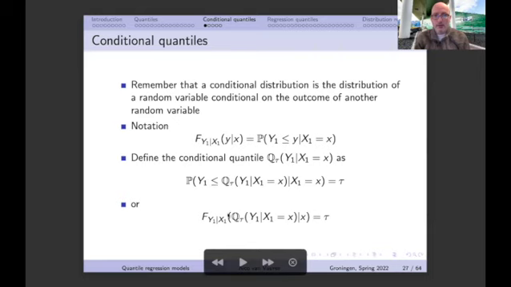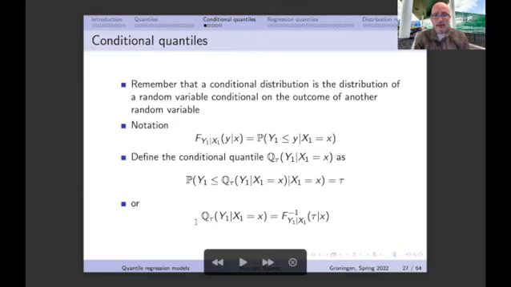We can also do this in terms of distribution functions. Then, of course, we're going to see that it is that number that, at the moment that we evaluate the conditional distribution function in that particular number, we are going to get a tau over here. Well, then again, what we can do is take inverses from the left and the right hand side in order to get that the conditional quantile of y1 conditional on x1 equal to x is nothing else than the inverse distribution function of y1 conditional on x1 evaluated in tau.